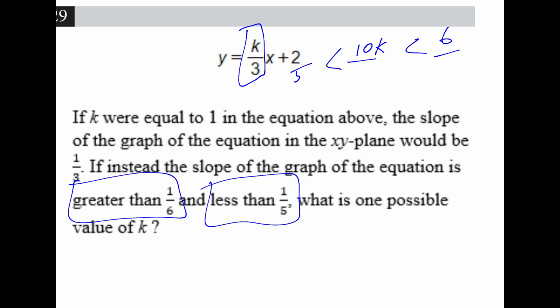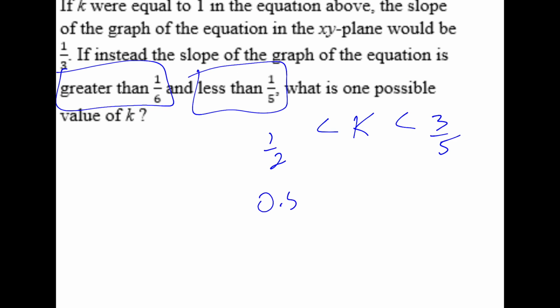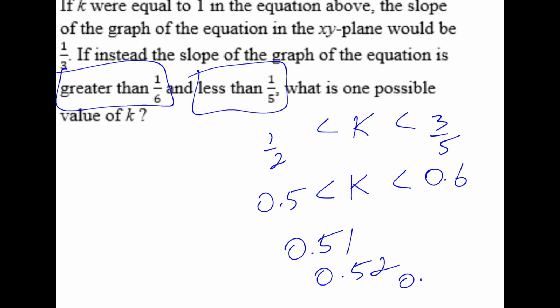And then I'm going to divide everything by 10. So k has to be bigger than 1/2, or 5 over 10. And it has to be less than 3/5. So if I was thinking decimals, greater than 0.5, less than 0.6, there's a lot of answers. I could put 0.51, 0.52, 0.59, any of these would work.